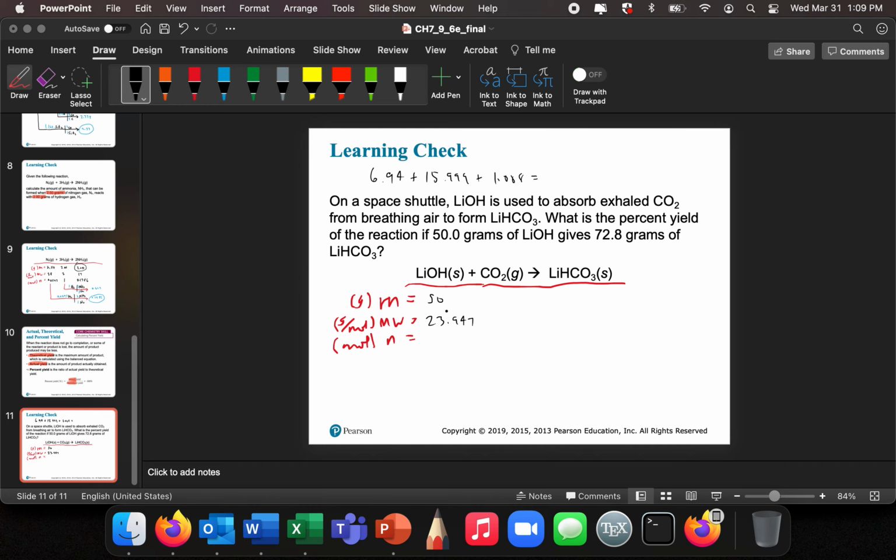Okay, and so 50 divided by that is about 2.088 moles. So now I'm going to say, how many moles of lithium hydrogen carbonate is that going to give me? I've got my moles of lithium hydroxide, but I have to convert it to moles of lithium hydrogen carbonate. It looks like it's 1 to 1. See that? There's a 1 here and a 1 here. And I started out with 2.088, so it's going to end up being 2.088, because it was 1 to 1.